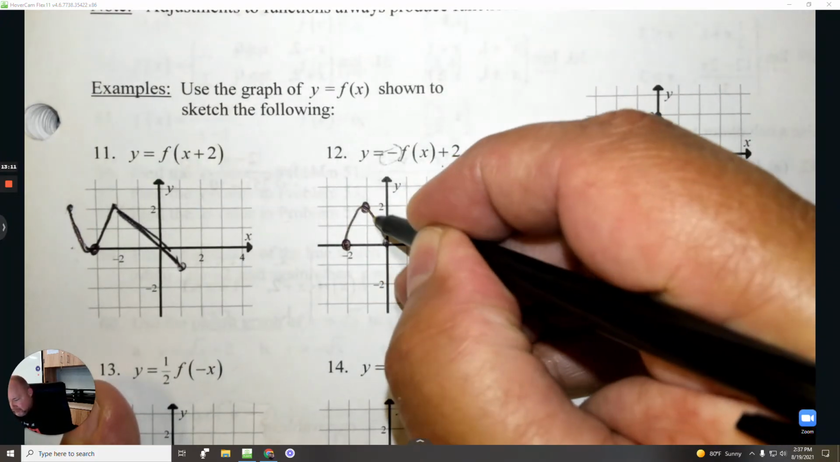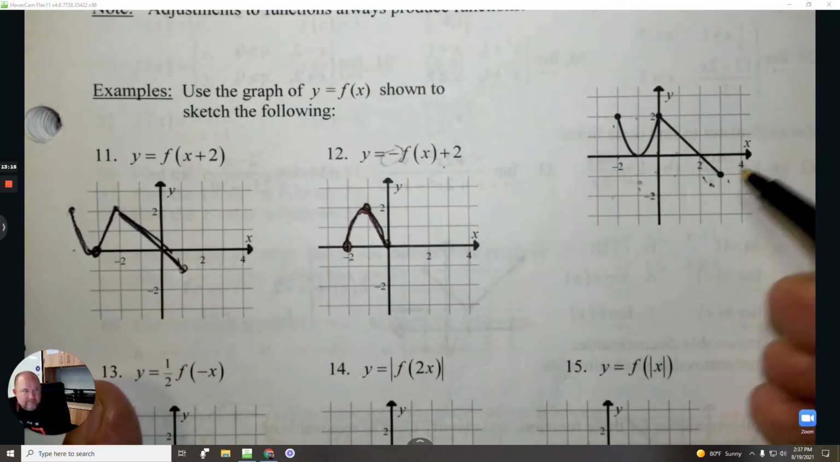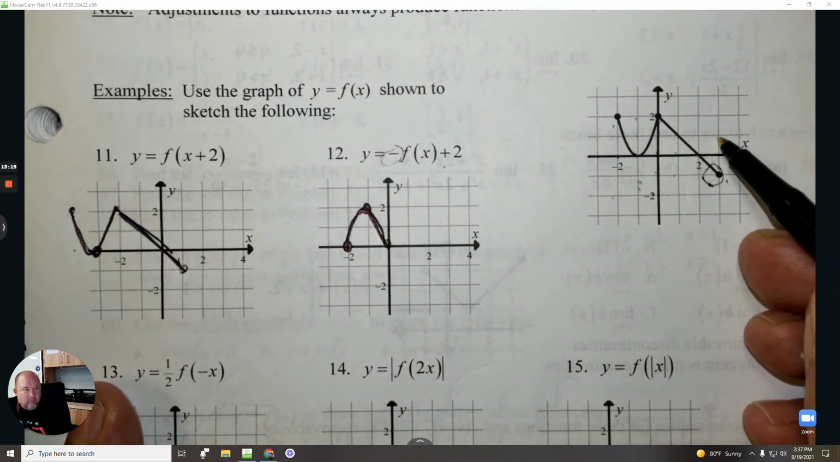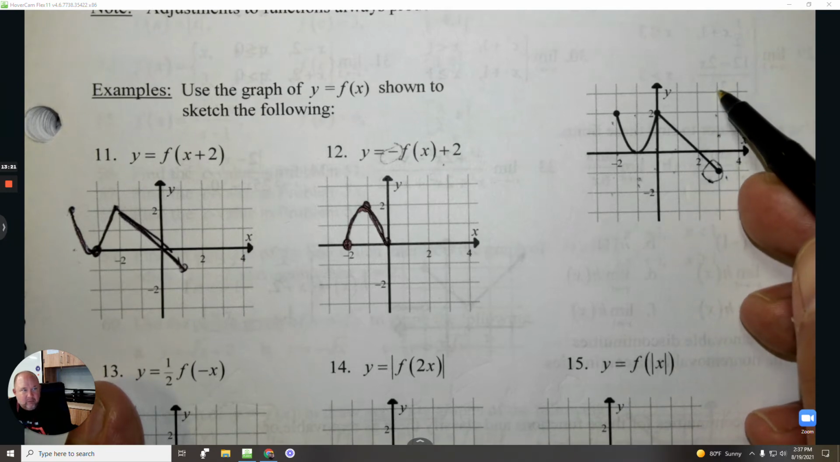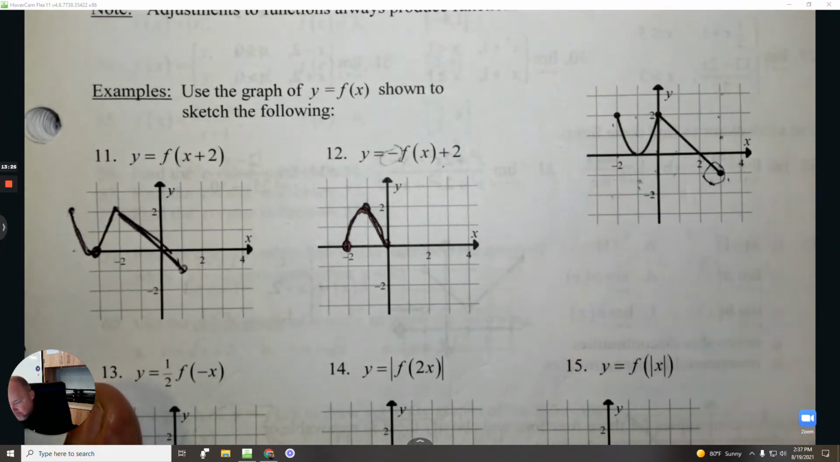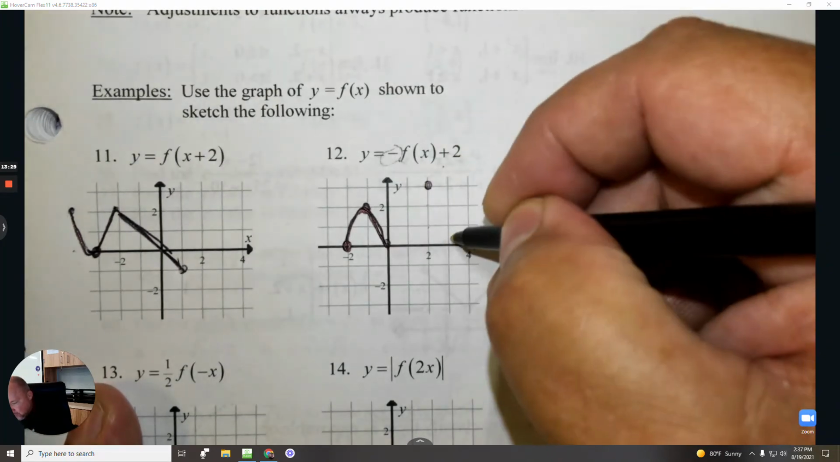So this is what the reflection does to the parabola. And then here, reflect it, so it goes here to 1, and then up 2 goes to 3. So 3, 3. Oops, there's 3, 3.